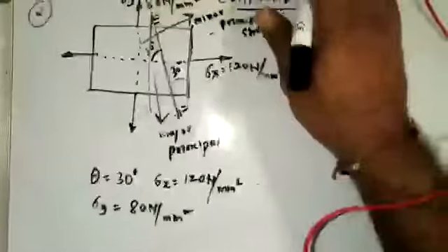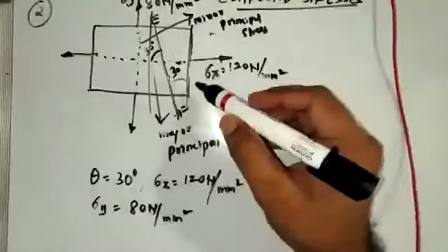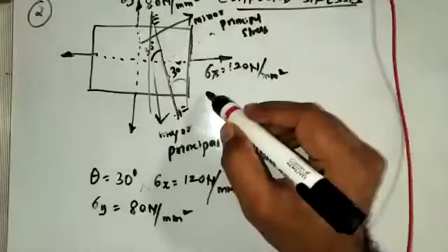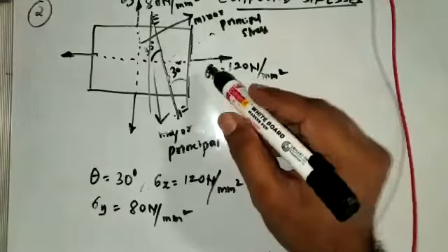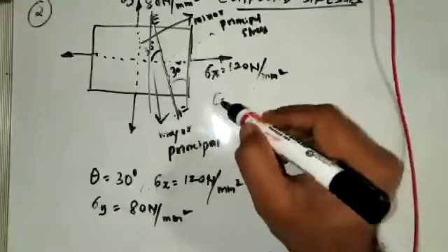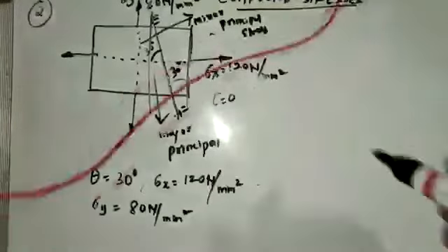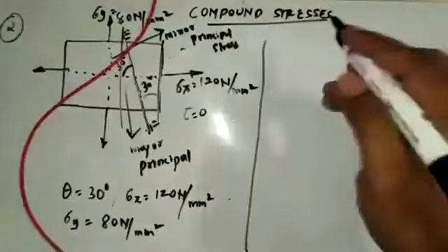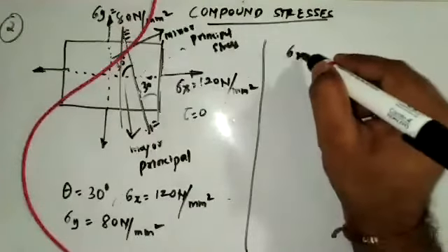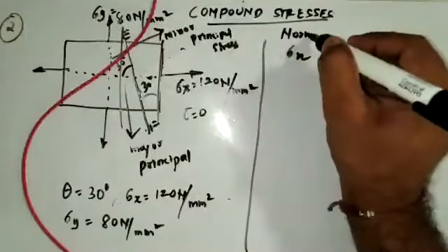So you have to understand that this is a system of two-dimensional stresses or biaxial stresses without shear. The shear is zero in this case. So what is the formula? Quickly go through the formula. Sigma n, normal stress. What is the formula? Quickly. Yesterday I've written it down.